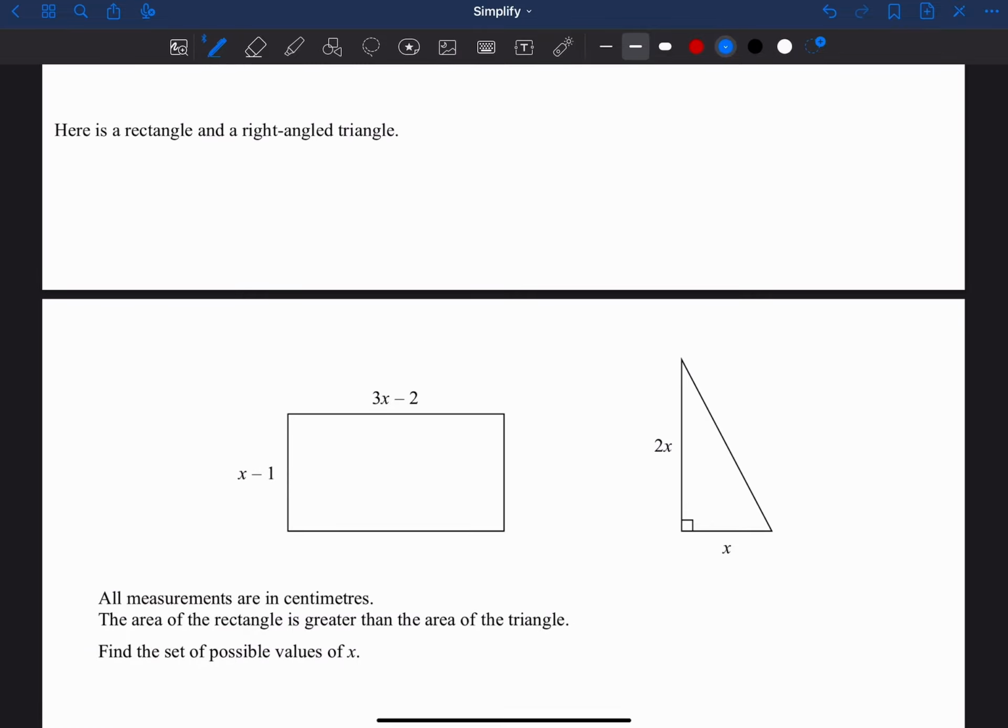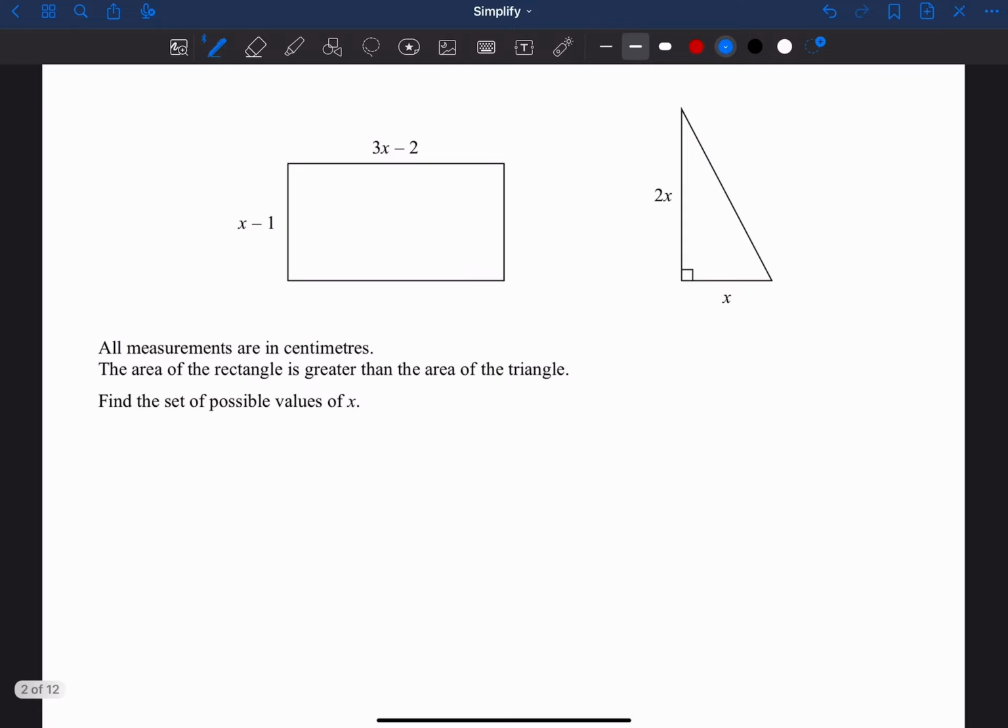Here is a rectangle and a right angle triangle. The area of the rectangle is greater than the area of the triangle. Area of the rectangle is length times width: 3x minus 2 times x minus 1. That is greater than the area of the triangle, which is base times height divided by 2: x times 2x divided by 2.